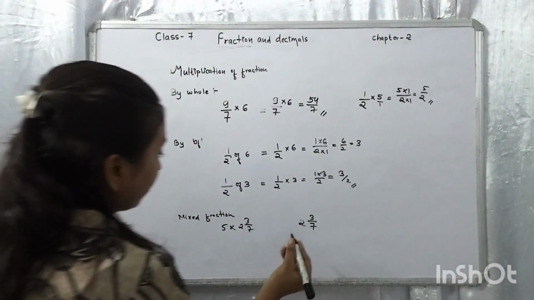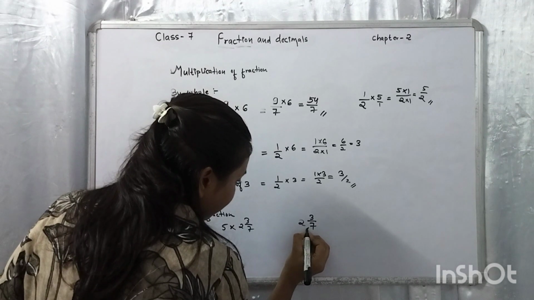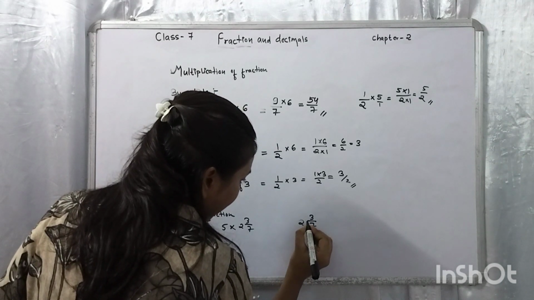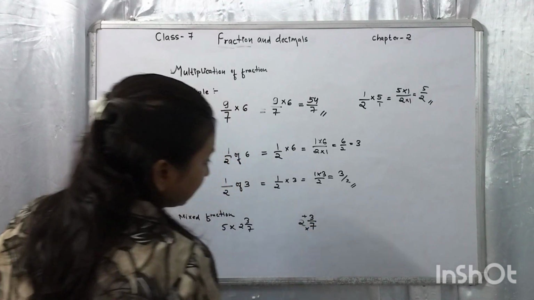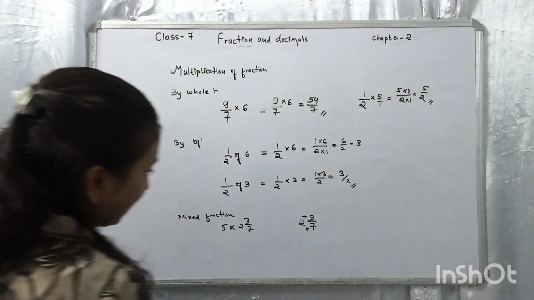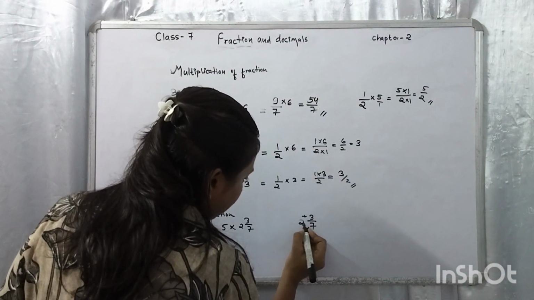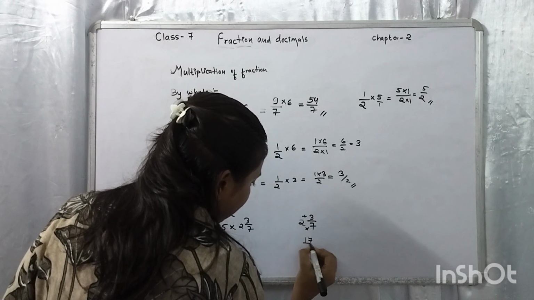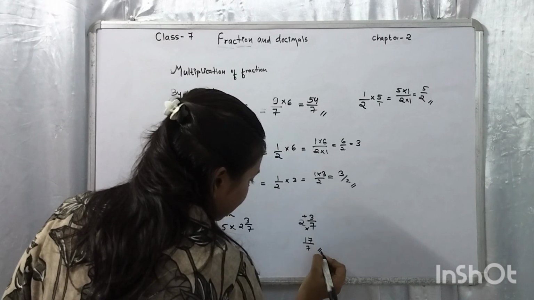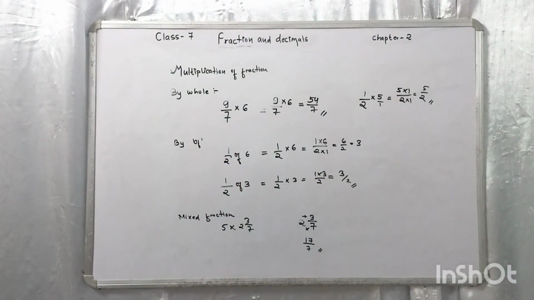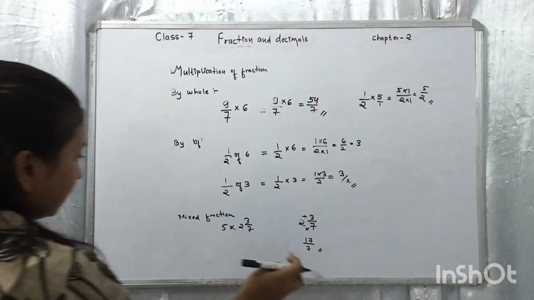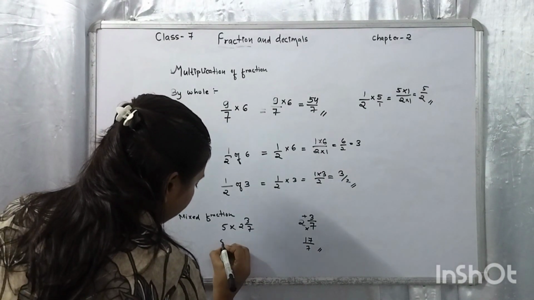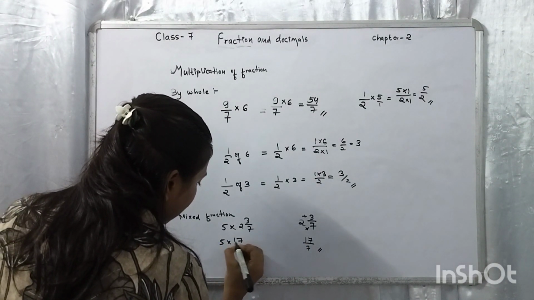Here what you will do, always remember that first you will multiply these two numbers and add the result with the numerator. So that is 7 into 2 is 14. 14 plus 3 is 17, and by this 7 you will write here. So this is your improper fraction, the mixed fraction converted into an improper fraction. So 5 into 17 by 7.